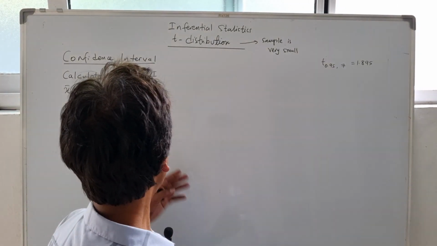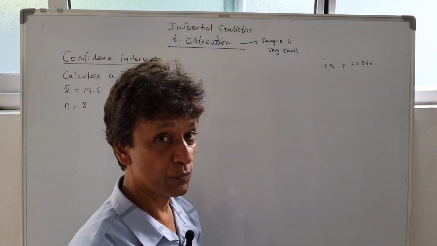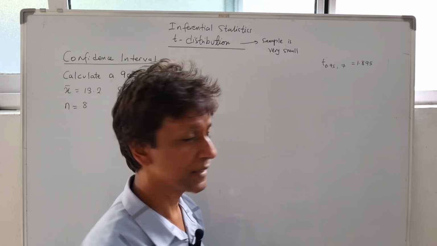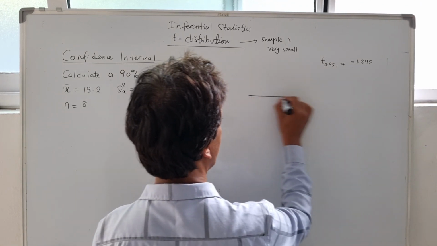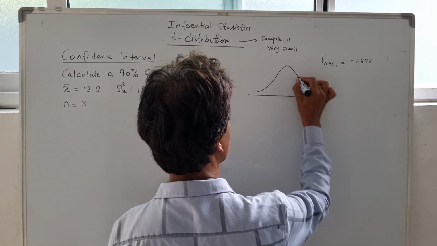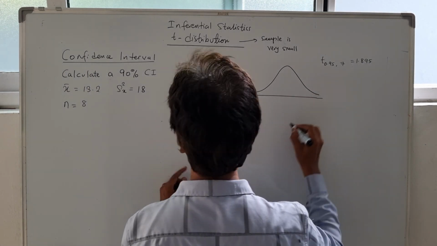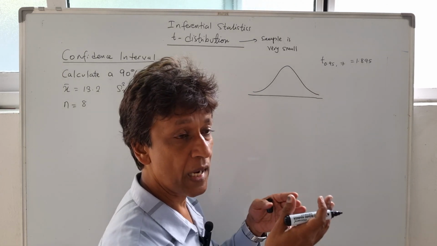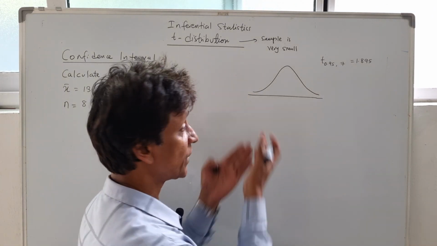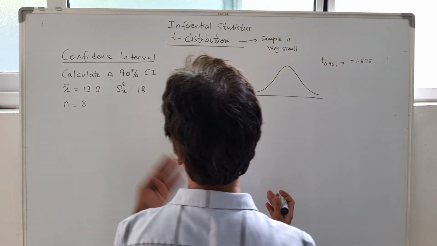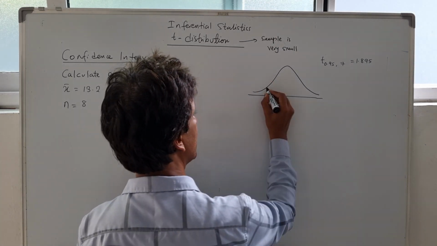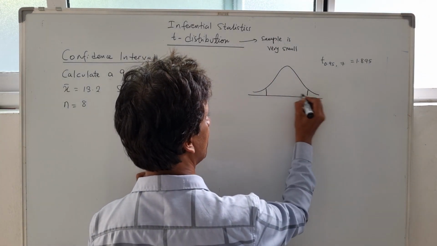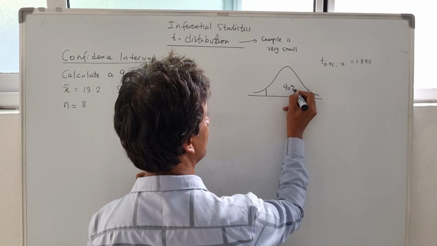Now, how are we going to go about calculating the 90% confidence interval? It's good practice to always draw your normal distribution curve. Now, we're assuming, because we've been given in the question, that this set of data is coming from a normal distribution. So this is our normal distribution curve, and I'm going to look at the 90% confidence interval. So 90% must be somewhere here.